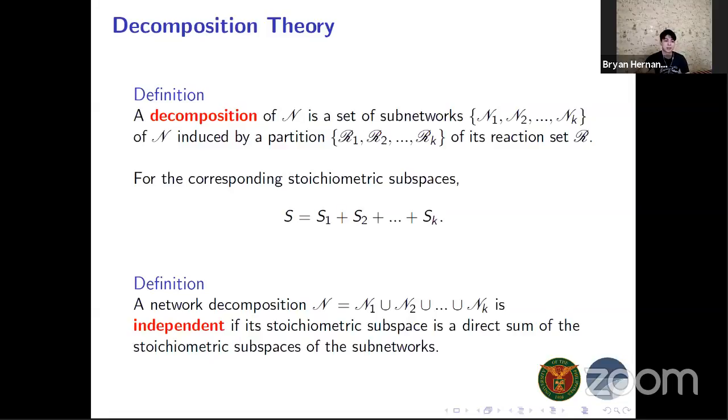So you have the following concepts. The first one is decomposition. Decomposition is induced by partitioning the set of reactions. And then that decomposition is independent if the stoichiometric subspace of the whole network is equal to the direct sum of the stoichiometric subspaces of the subnetworks.